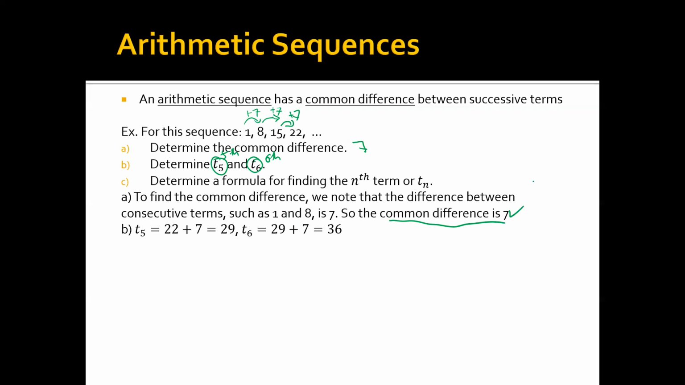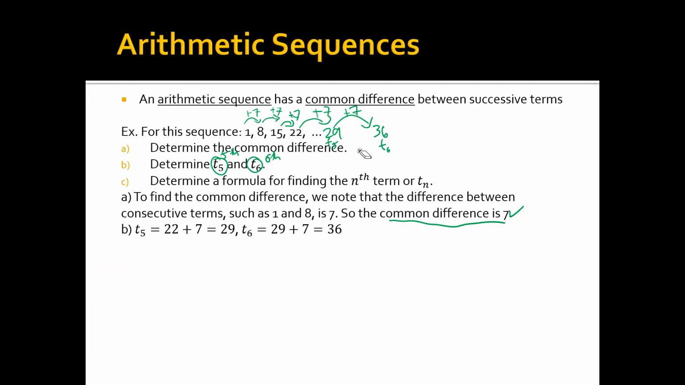How do I find the 5th term? Well, it's pretty simple. I know the 4th term. So if I want to figure out what the 5th term is, all I have to do is add 7 one more time, and that gives me 29. And that's T5. And if I want to find the 6th term, I simply add 7 one more time, and I get 36. And that is my 6th term right there. So hopefully that's making sense so far.